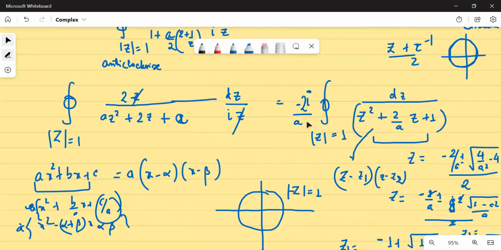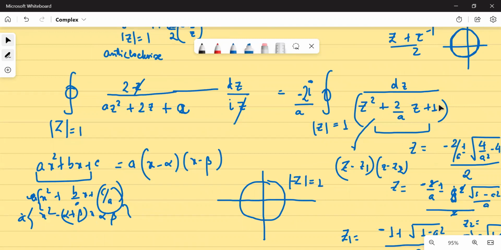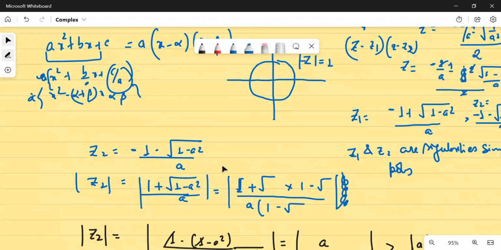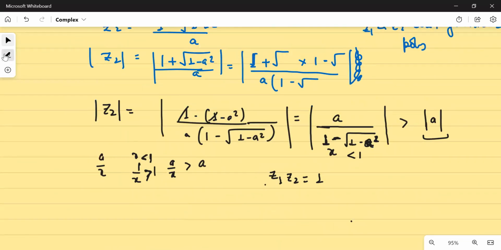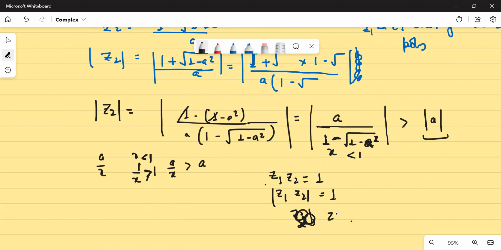You can clearly see that product of roots come out as C by A. So yes, sir, this will be equals to 1. So if product of roots come as 1, and this implies what? This implies that mod of Z1 Z2 is also equals to 1. That implies mod Z1 is equal to 1 upon mod Z2, मानते हो?